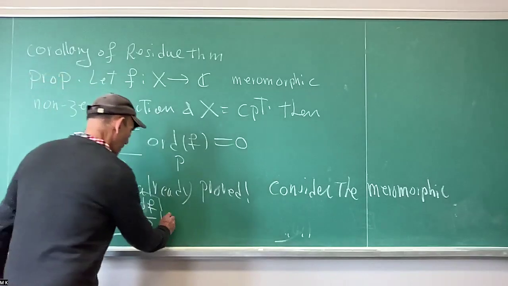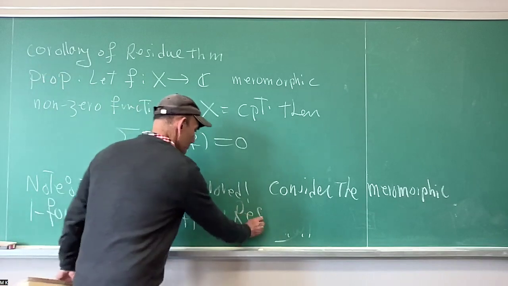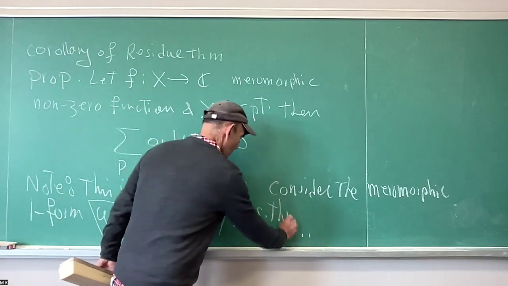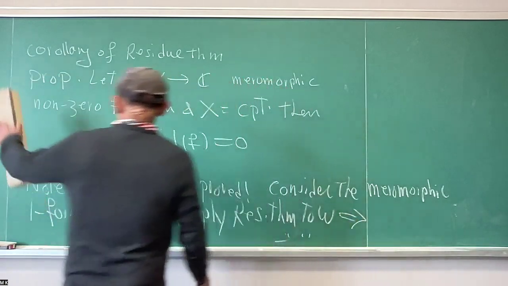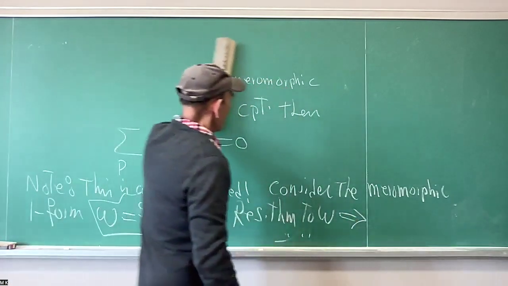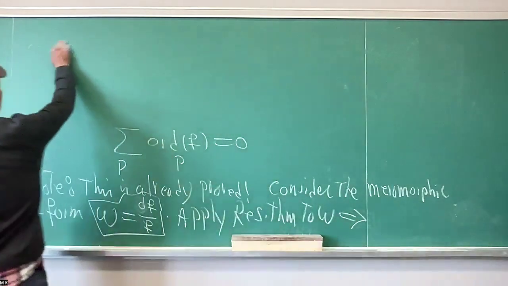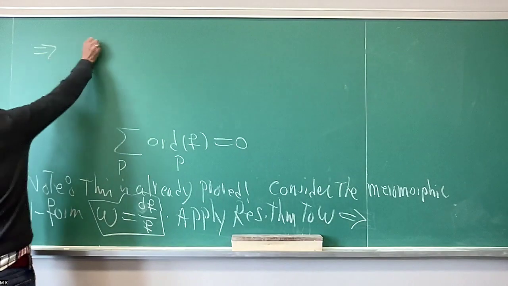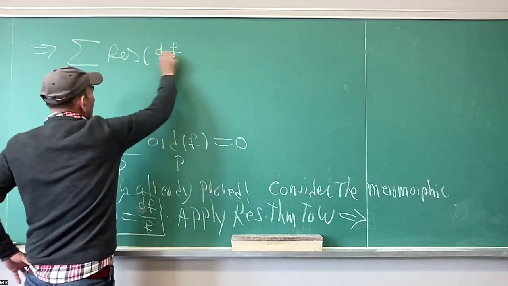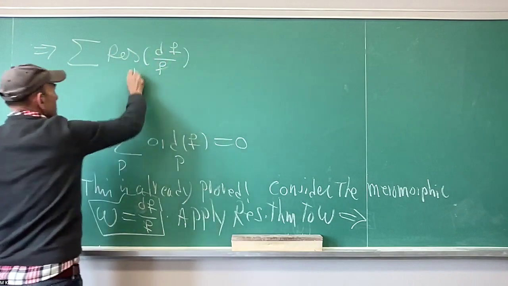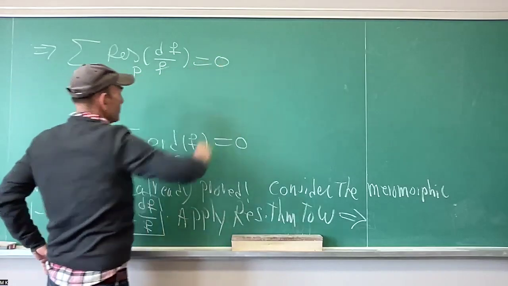So now we are going to apply the residue theorem to this omega. What we get then is that the sum of residues of omega, which is df over f, at all p's over p is equal to 0.